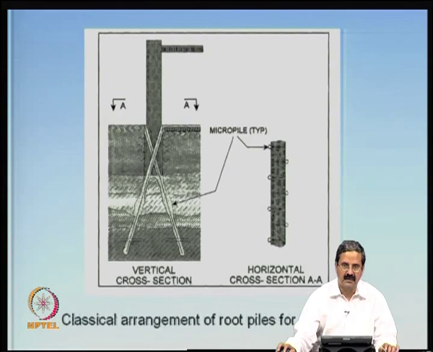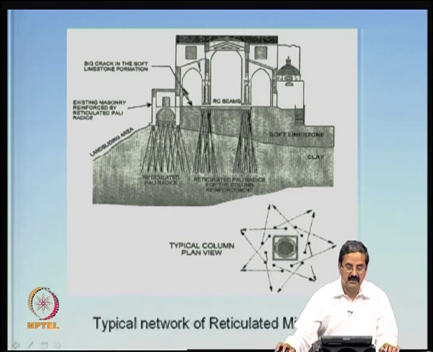This is another example, where you have an existing masonry reinforced by reticulated piles. If you find that a particular building has a tendency for cracks, then in order to see that further damage does not occur, you put some sort of micropiles here, which is quite useful.